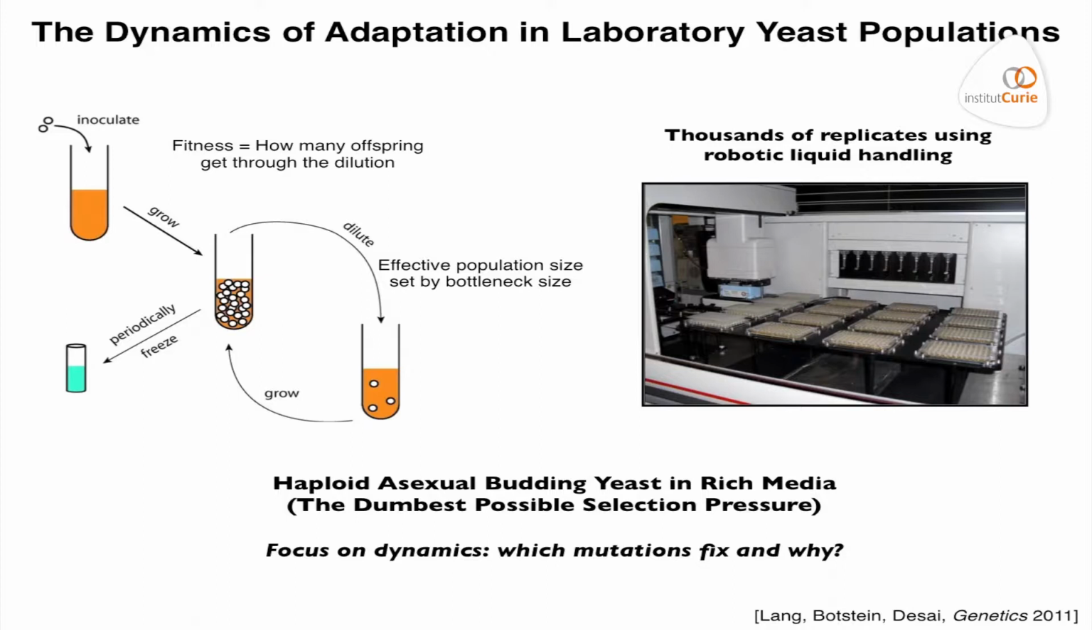In practice, we do these experiments. These are not test tubes. These are wells in 96-well microplates or 384-well microplates. So that lets us do thousands of these replicates using this robot. And what I'm going to tell you about, at least to begin with, and then later I'll tell you about more complicated things, but for the first part of the talk, I'm going to talk about haploid asexual yeast.